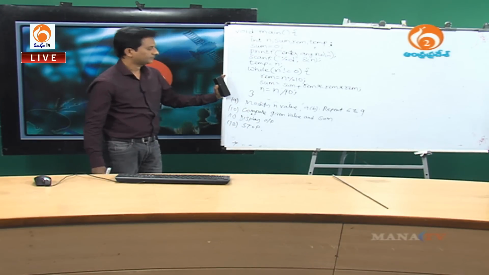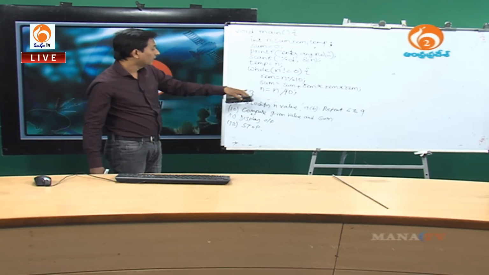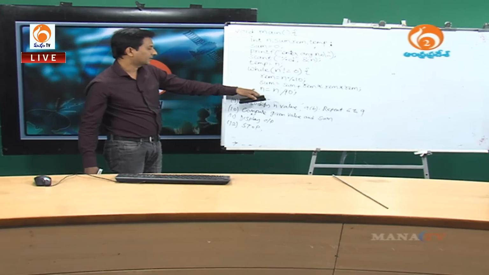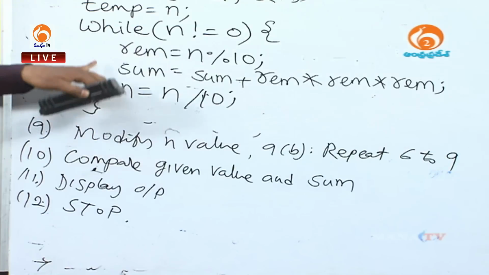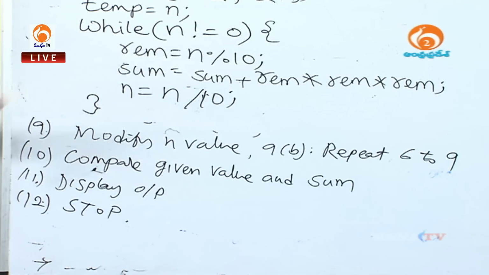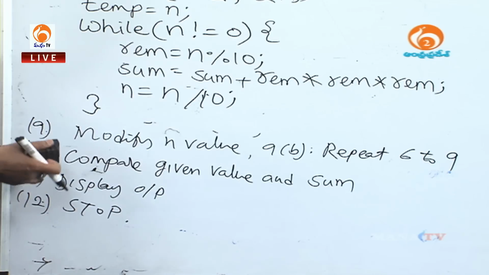Next, repeat steps 6 to 9. This loop is the body of the loop, which indicates that we are writing these statements inside the while loop body.